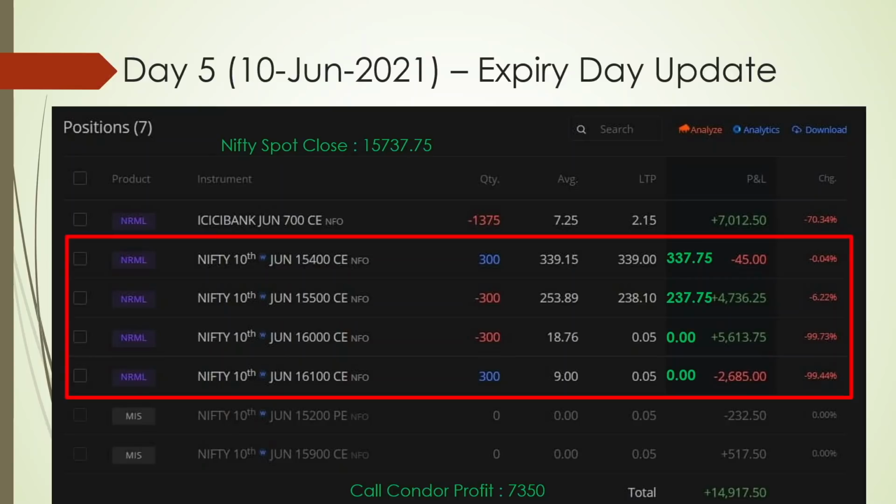So the final thing is the Call Condor has closed with the 100% profit that we were expecting, the max profit that we expected. The Call Condor has closed there. I am happy that this week we did not do any adjustment and the initial setup has worked very well for us, and I hope you have enjoyed the walkthrough of the 5 days of the Call Condor position updates and the expiry day updates.